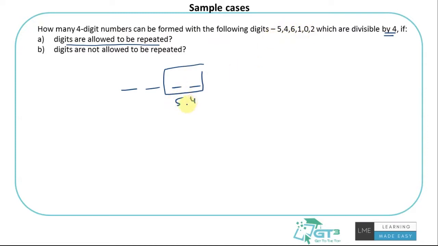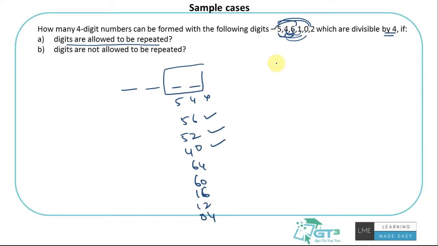I can write 54 here. Is this divisible by 4? No. 56, yes. 51, no. 50, no. 52, yes. So I have to just check like that. 46, no. 45 no, 41 no, 40 yes, 42 again no, 64 yes, 65 no, 61 no, 60 yes, 62 no, 16 yes, 14 no, 15 no, 10 no, 12 yes. 05 no, 04 yes, 06 no, 01 no, 02 no, 25 no, 24 yes, 26 no, 21 no, 20 yes.